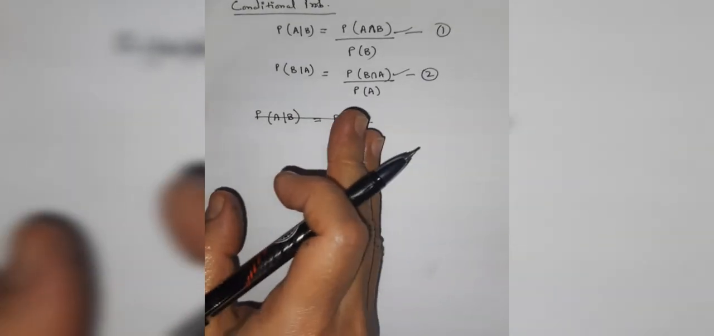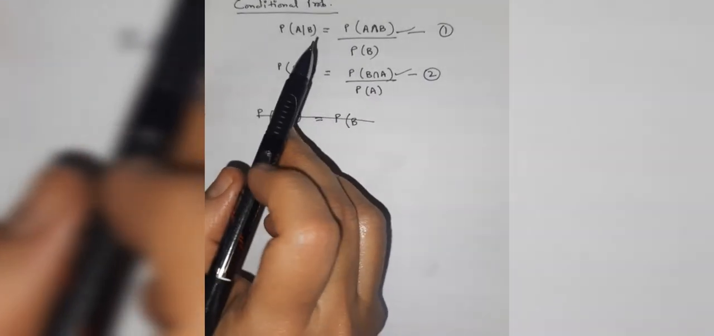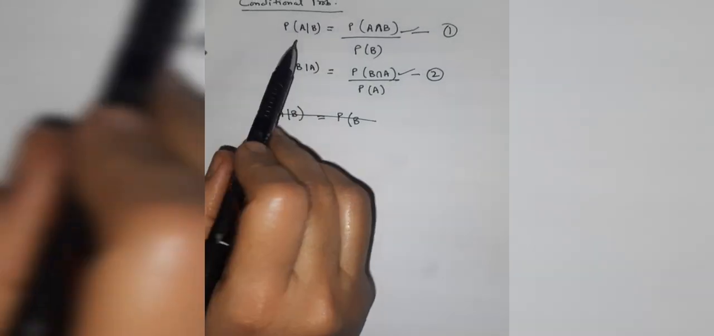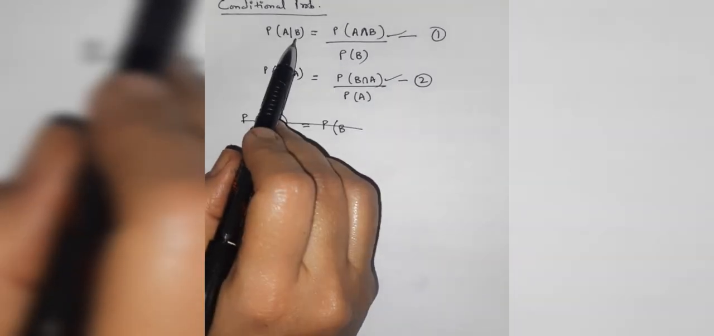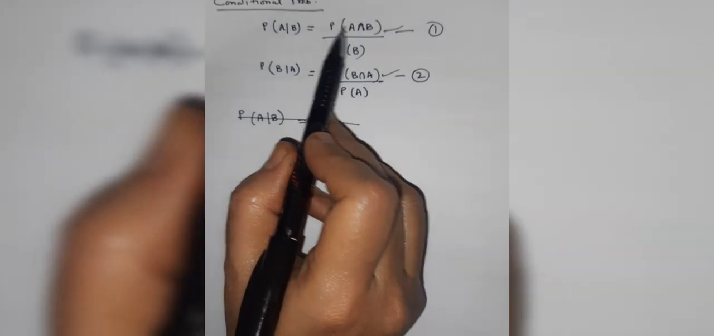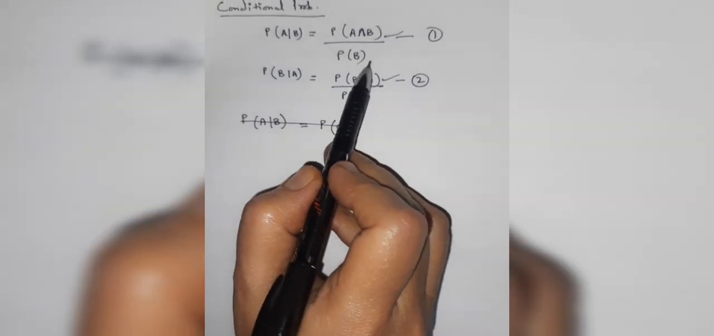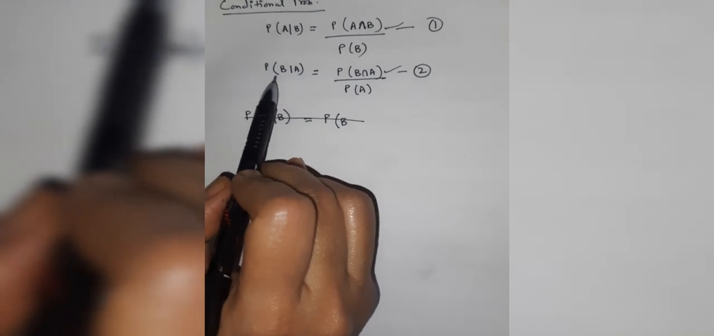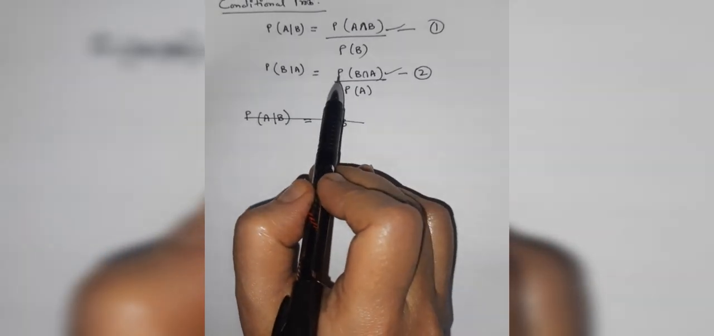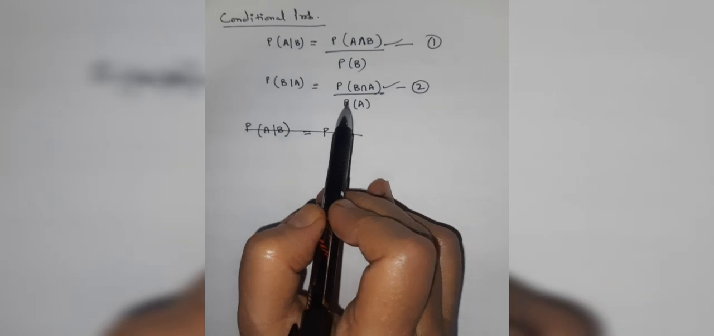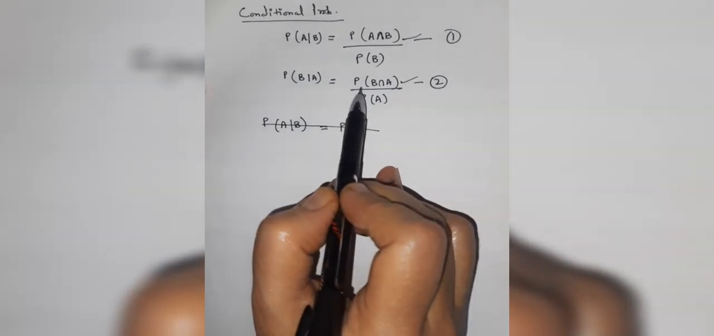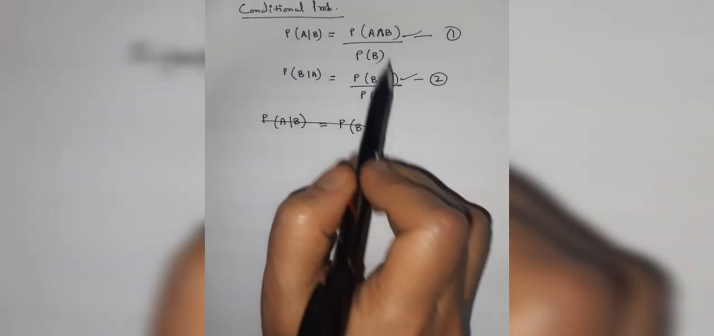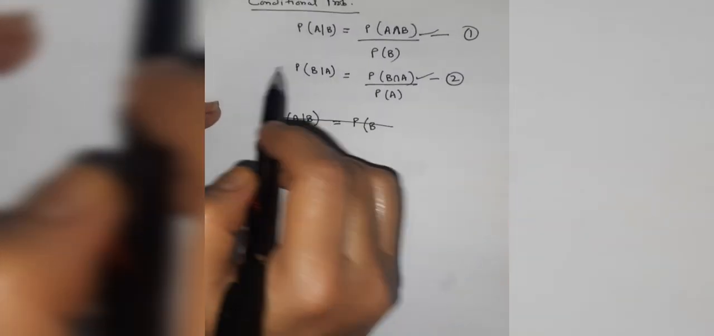We have already studied conditional probability in detail, and I'll put the link of the video in the description box of this video itself. So we know that for conditional probability, if we want to know the probability of event A when B has already happened or B is given, then the formula is probability of A intersection B upon probability of event B. Similarly, for event B, if A is given, the formula is probability of B intersection A upon probability of A. As we can see, probability of A intersection B is the same as probability of B intersection A, so these can be interchanged.